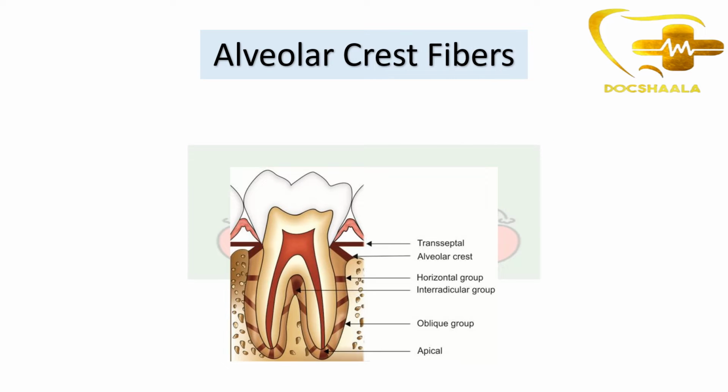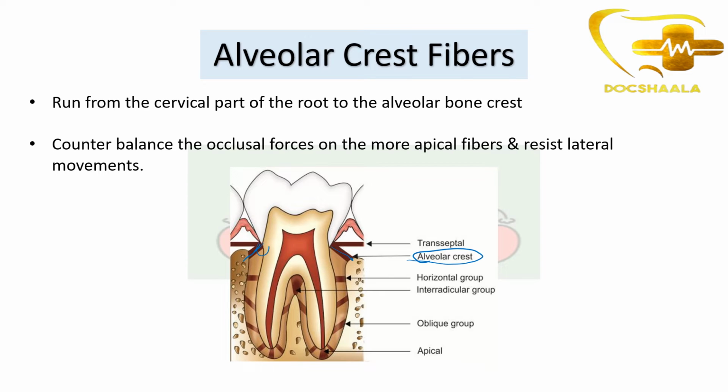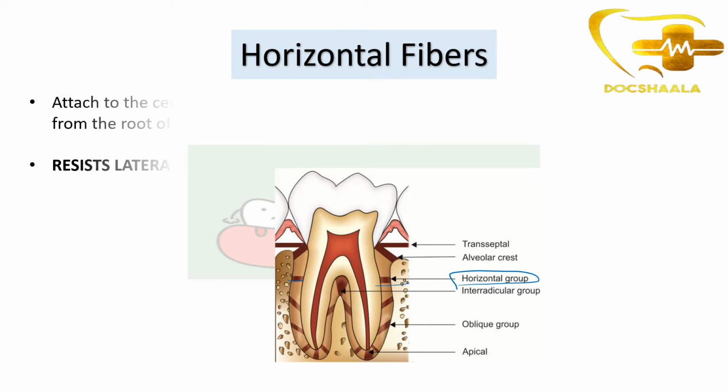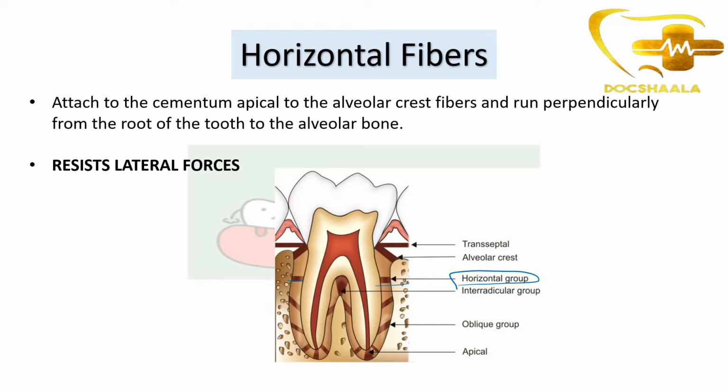Then coming to the alveolar crest group. As you can see, this is the alveolar crest group. These run from the cervical part of the root to the alveolar bone. They counterbalance the occlusal forces on the more apical fibers and resist lateral movements. Then coming to the horizontal group of fibers. They attach to the cementum, apical to the alveolar crest fibers, and run perpendicularly from the root of the tooth to the alveolar bone. They resist lateral forces.